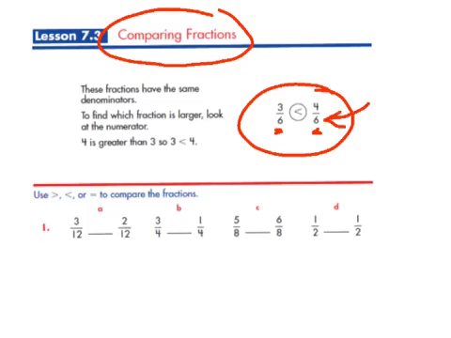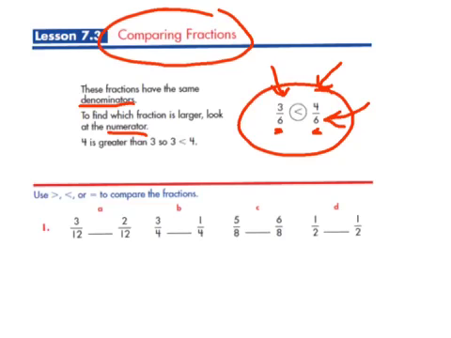When the bottom number or the denominator is the same, then we just have to look at the top number or the numerator. So in this case, 3 is less than 4, so 4 is larger. Press pause and try those below.